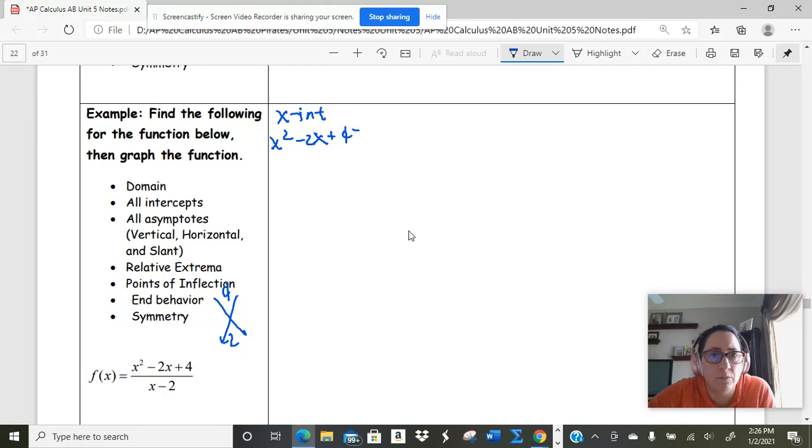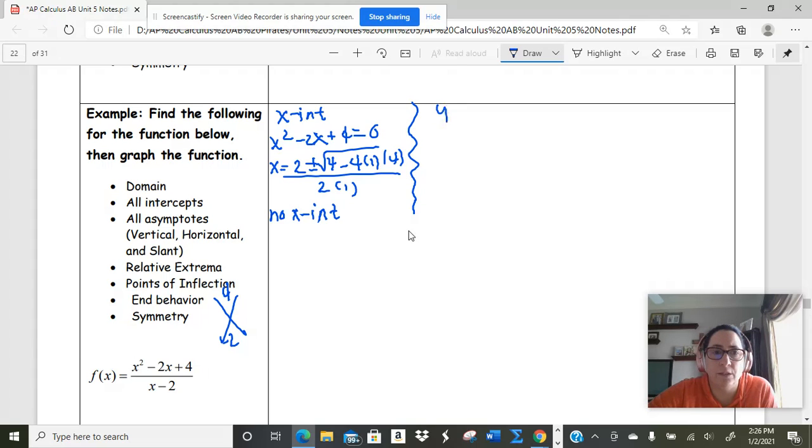It's not factorable, so we could look at the graph or we could use the quadratic formula, either one. So x equals -b plus or minus the square root of b squared minus 4ac, all over 2a. Oh, and I see that the inside is going to be negative. So there are no x-intercepts here. Okay?